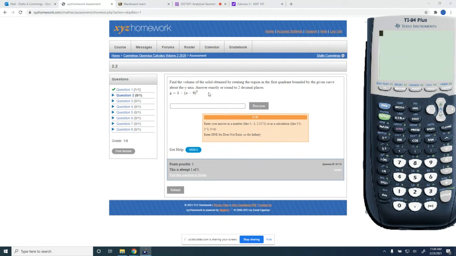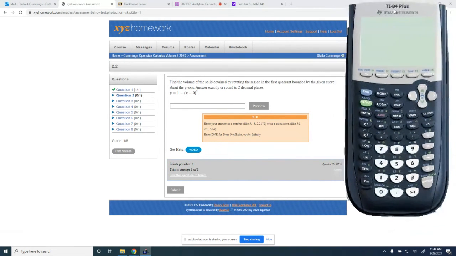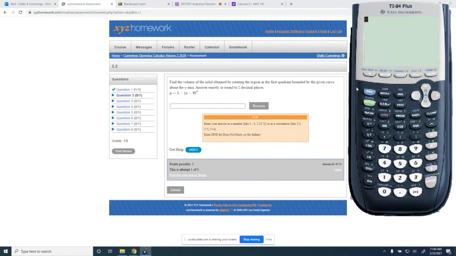Now, which method do we use? Well, the method that you use depends upon a couple things. It depends upon how the equation is expressed and the limits. So from what we talked about earlier, notice that this equation is expressed in terms of x. So I'm going to graph it just to see what graph is produced when we graph 1 minus the quantity x minus 9 squared.